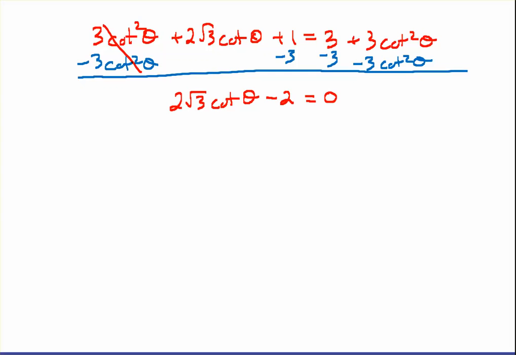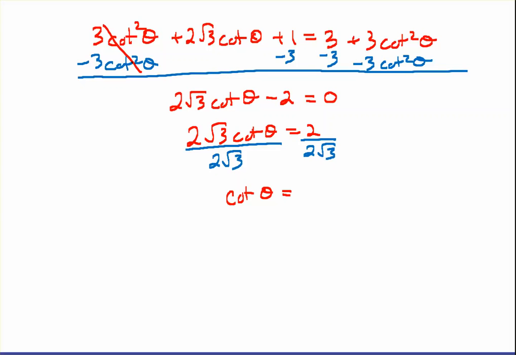So I'm going to solve for cotangent at this point, since I don't need to factor anything. I'm going to add 2 to both sides, then divide by 2 root 3. The 2's cancel, leaving me with 1 over root 3. Notice first of all, it is positive. So with cotangent, I know I'm in quadrants 1 and 3.